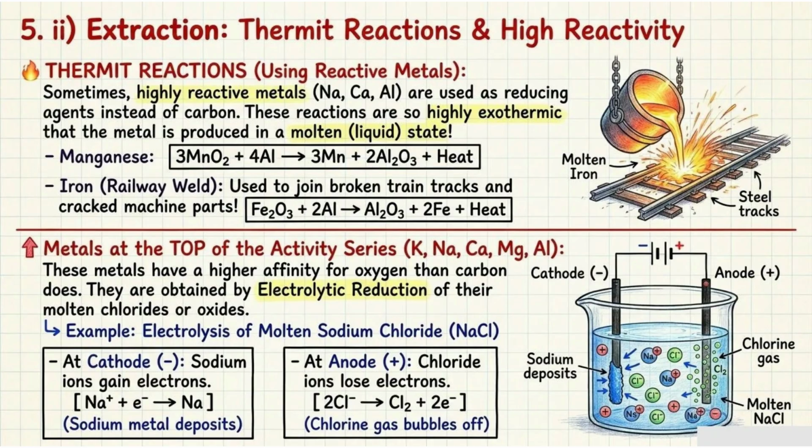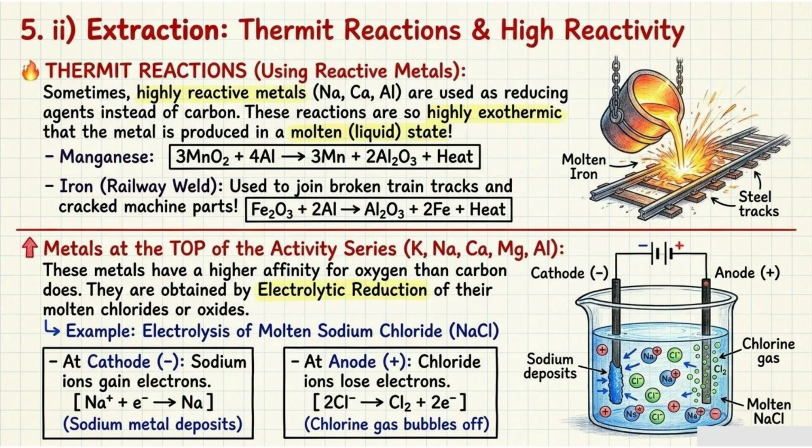My favorite is the railway weld equation. If a train track cracks, engineers put iron oxide and aluminium powder over the crack and ignite it. Right. Fe2O3 + 2Al yields Al2O3 plus 2 pure atoms of iron, 2Fe, plus immense heat. That heat melts the pure iron, flowing directly into the crack and welding the track perfectly.